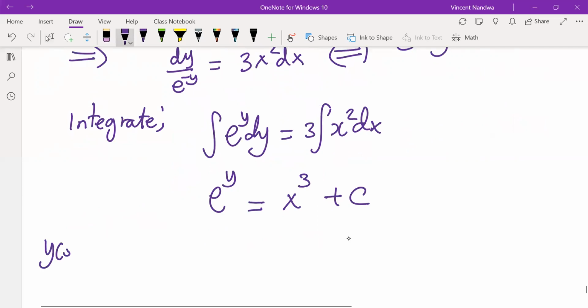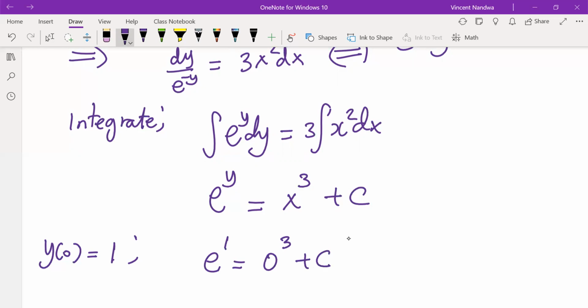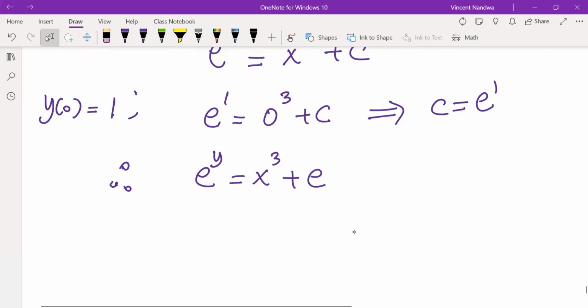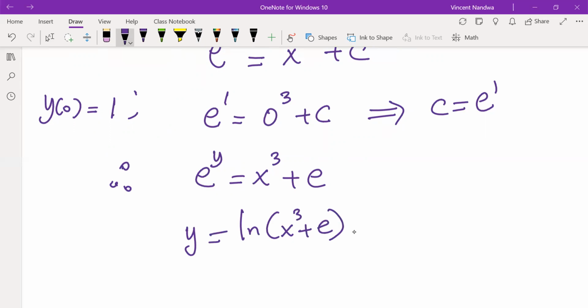Now, y at 0 is given as 1. So which means that when we put e raised to the power 1, x is 0, then plus c. So this tells us that c is e raised to the power 1. So therefore, e raised to the power y equals x cubed plus e. Or introducing ln on both sides, we'll say y equals ln of x cubed plus e as your final solution.